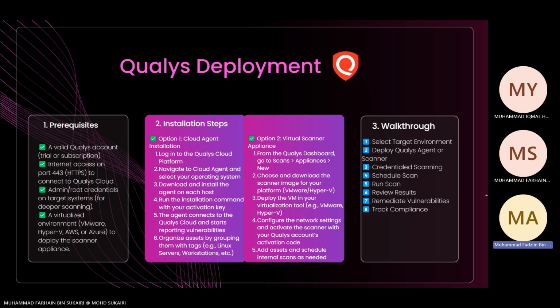Step 7, we can remediate the vulnerabilities and threats by applying patches, reconfiguring our settings, and updating the components according to the scan result. And last but not least, track compliance, in which we can ensure ongoing compliance with regulations and security standards, such as PCI DSS, HIPAA, and also ISO, through continuous monitoring and reassessment. I think that's all from me for my part.